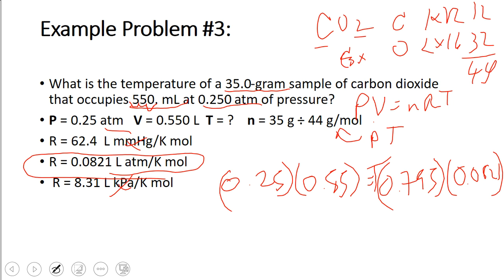All right, so you do all this math and you get a temperature equal to, I believe it's 2.1, which I wasn't thrilled about, but there you go. 0.25 times 0.55 divided by 0.795 divided by 0.0821. And yeah, 2.1. And the units of that are Kelvin. And that's why I wasn't thrilled, because we're basically borderline absolute zero.